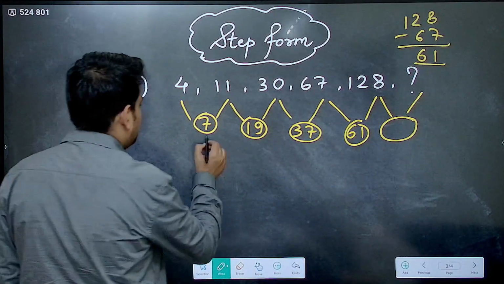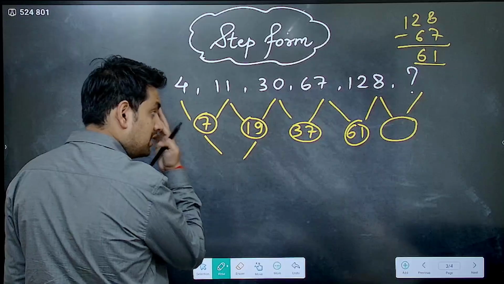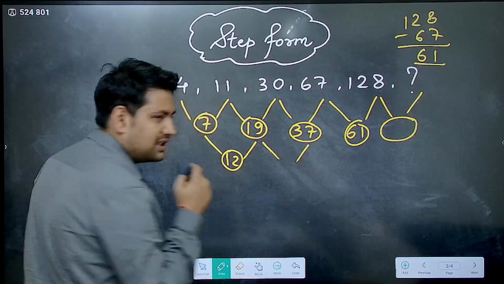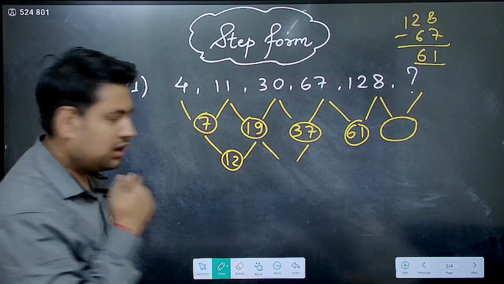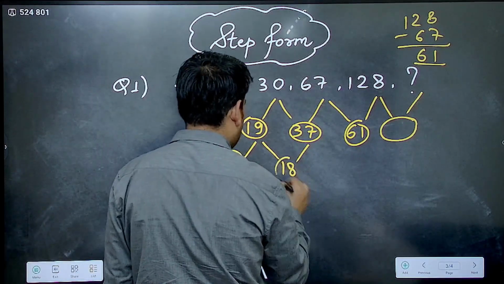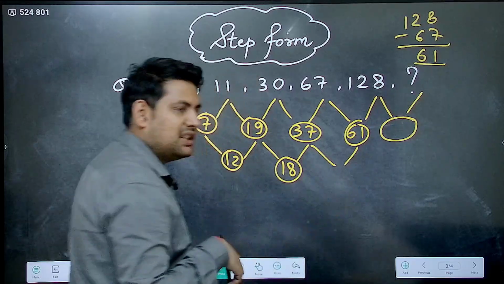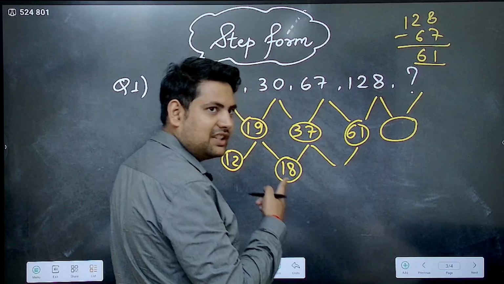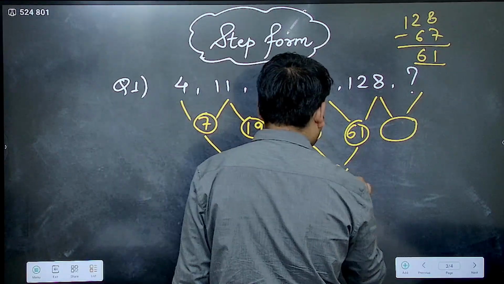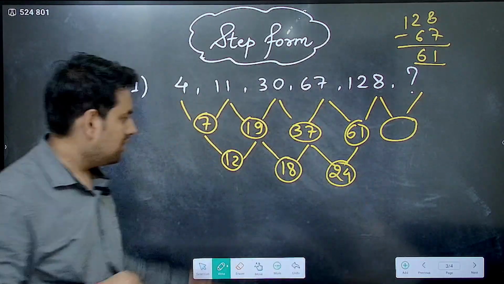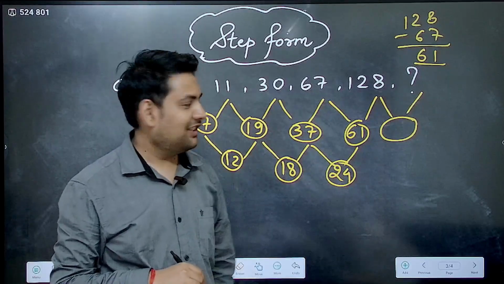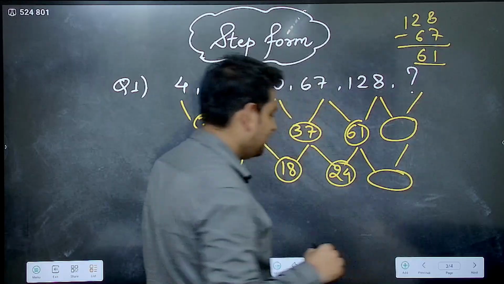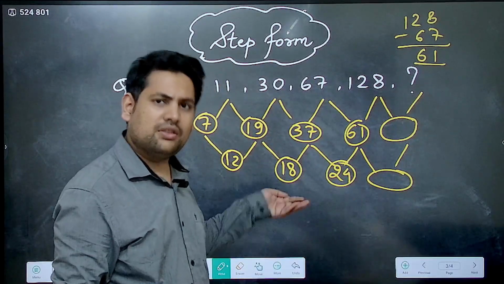Now see, 7 and 19, what is their difference? 19 minus 7 would be 12. 37 minus 19 would be what? 18. 37 and 61, what will be their difference? Can you see? 61 minus 37, 24. Can you see a pattern now? 12, 18, 24. What would be the next one? You can of course guess it. It will be 30. But let's do it one more time.